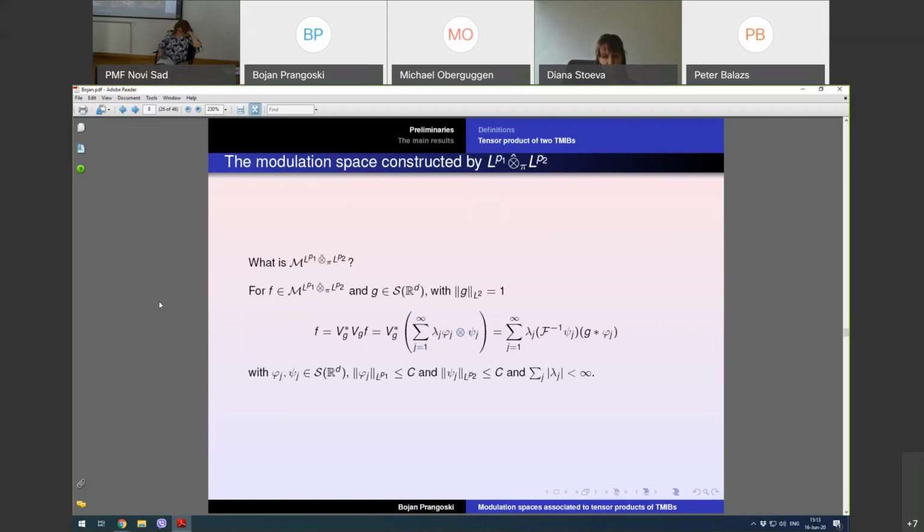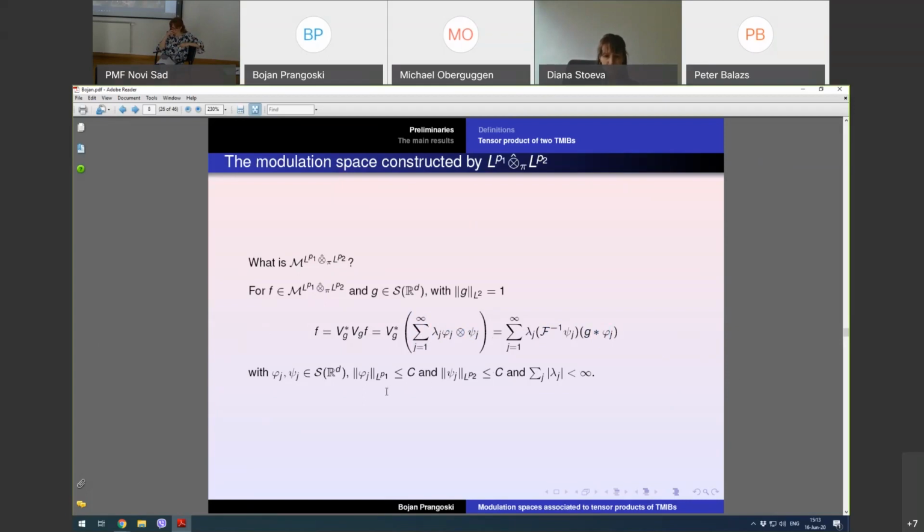And then you take the adjoint of the short time Fourier transform, and this gives you a way how your F has to look like. So it has to be a sum, an absolutely convergent sum of this form. And now let's stop and think about it for a second.